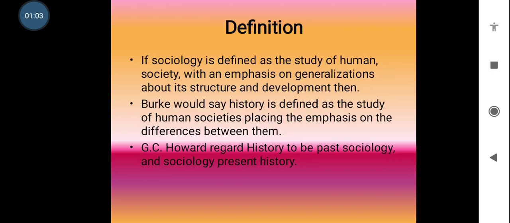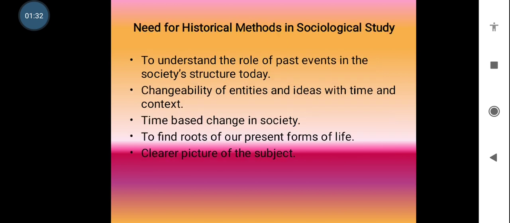Next, moving on to definition. Sociology is defined as the study of human society with an emphasis on generalization about its structure and development. Then Burke would say history is defined as the study of human societies, placing the emphasis on the differences between them. G.C. Howard regards history to be past sociology and sociology to be present history. So this is the definition.